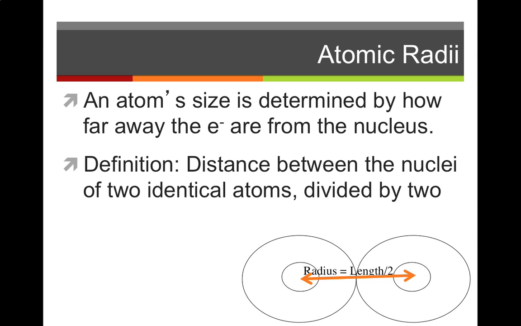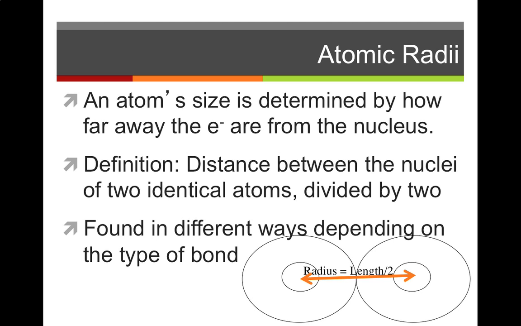And so we often have to take two nuclei and have them bonded together like Cl2, and then we would find the distance between those two nuclei and divide that by 2. So that's one of the common ways that we determine the atomic radii. There are other ways to determine it as well, depending on the types of bonds that are involved. Metallic bonds and ionic bonds, we can use different types of bonding to determine what the radii is.